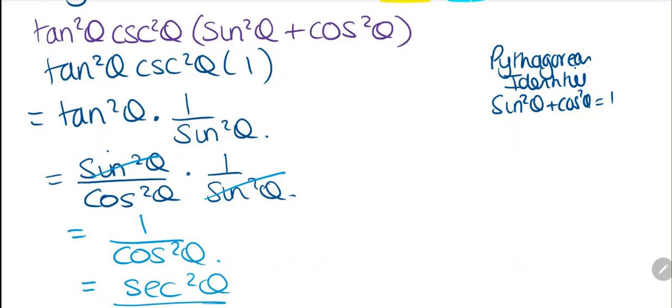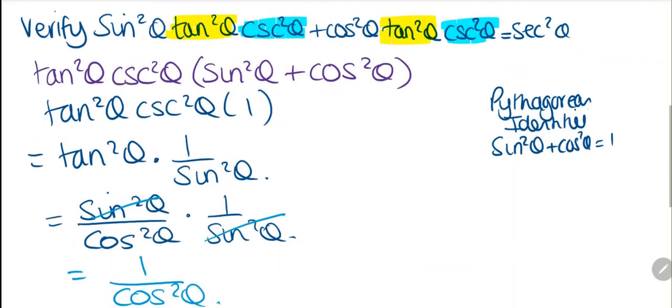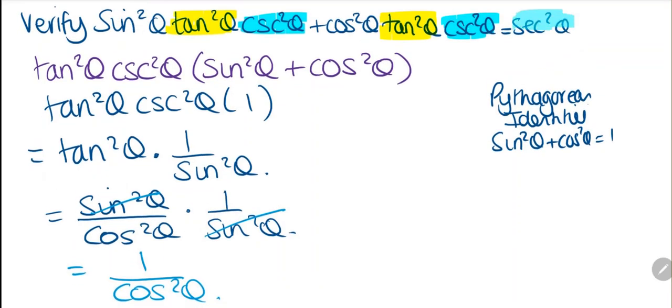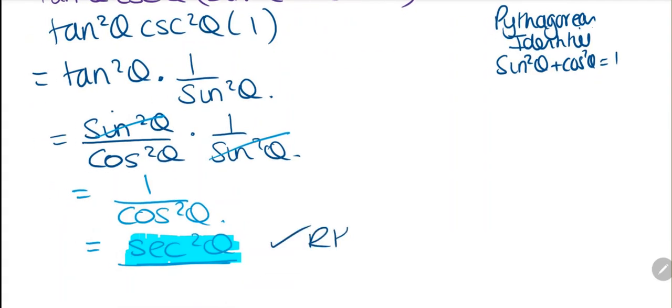So this is what we're left with. And if I look at my final answer, this is secant squared theta. So I have proved, or verified, that my left hand side is equal to my right hand side.